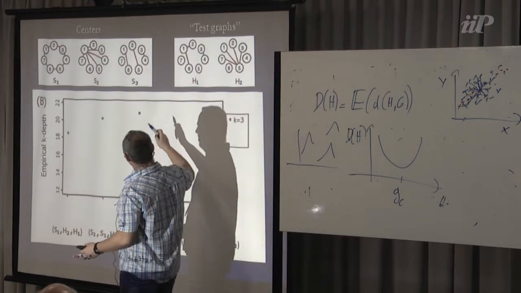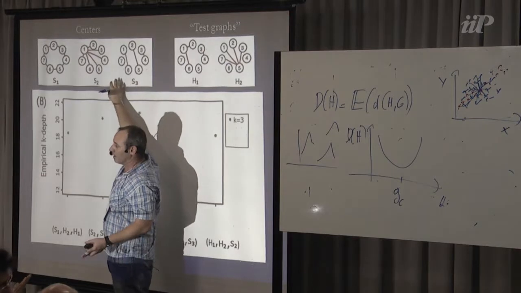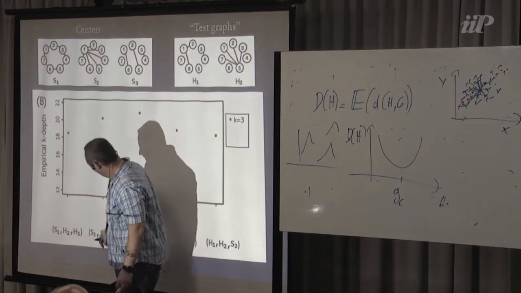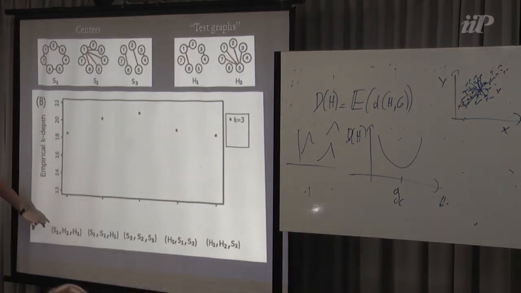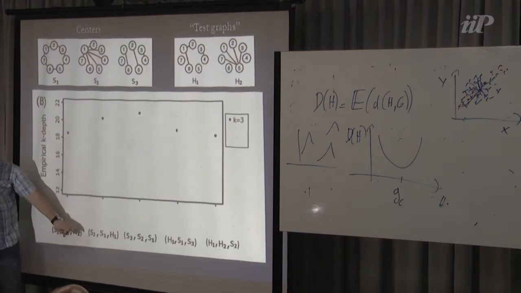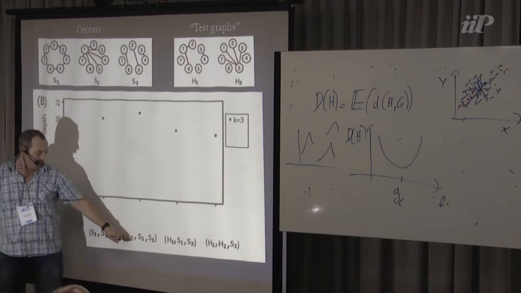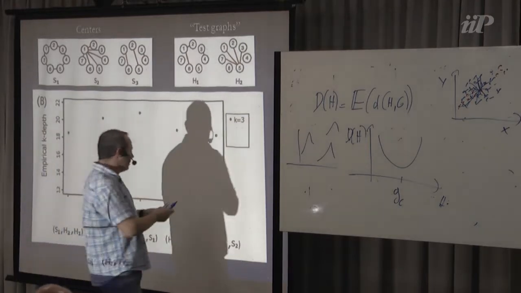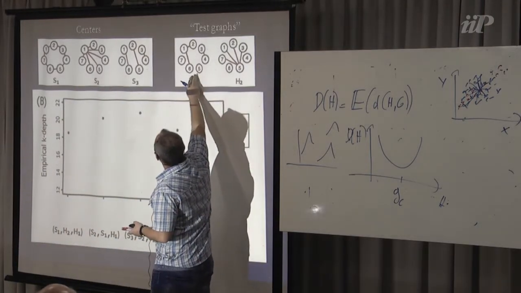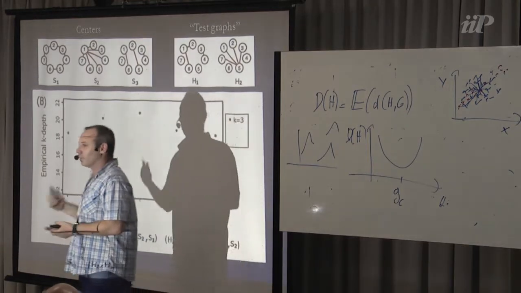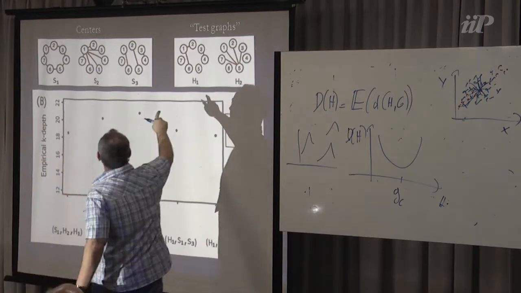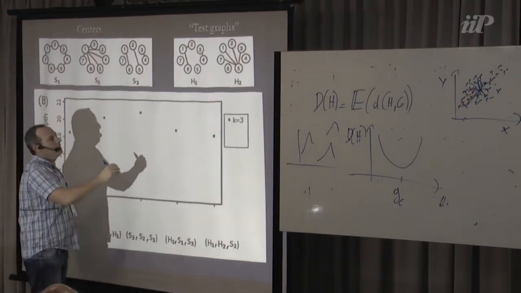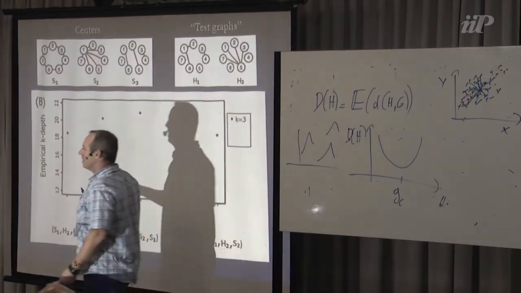What I'm showing here is these are test graphs. These are the three centers. And for example, this is the empirical width that we have to maximize. When we use, for example, one center and two test graphs, two centers and one test graph, and three centers. In the three centers, we have the largest value. This graph has one particularity. That's why it's there. That this is the central graph. If you see these three centers and this image, this graph, perhaps you can imagine why.